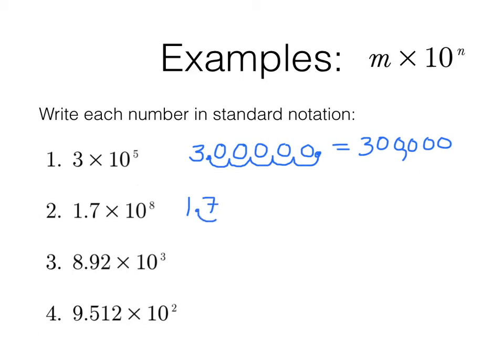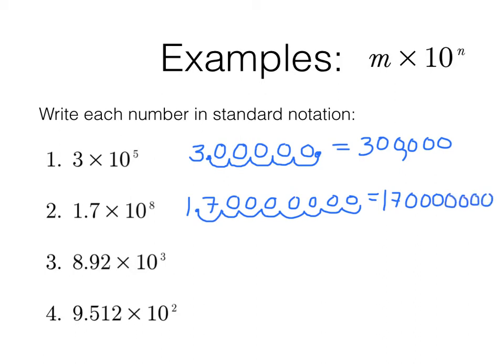Except this time, our 7 takes up one of our decimal places. 1, 2, 3, 4, 5, 6, 7, 8. Zeros in all the little egg carton spots. And we have 1, 7, then 1, 2, 3, 4, 5, 6, 7 zeros. Put your commas in. It's 170 million. Okay?